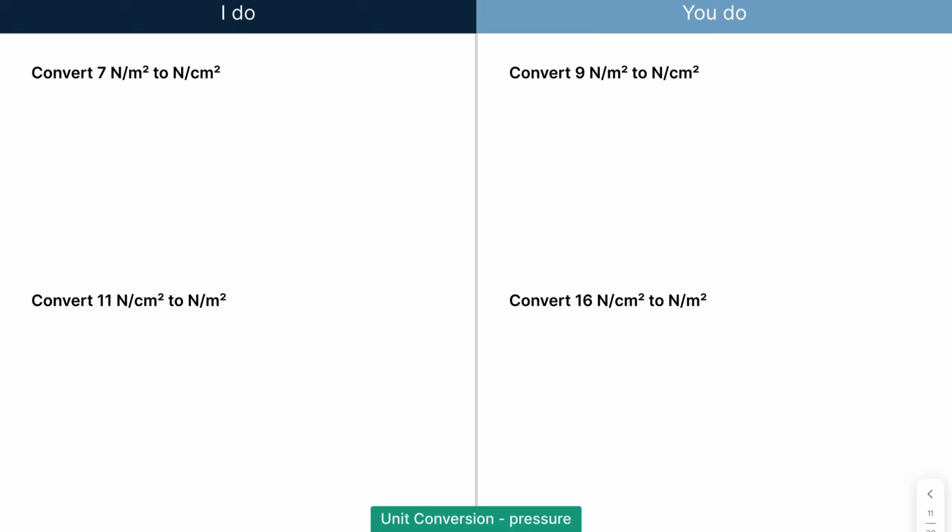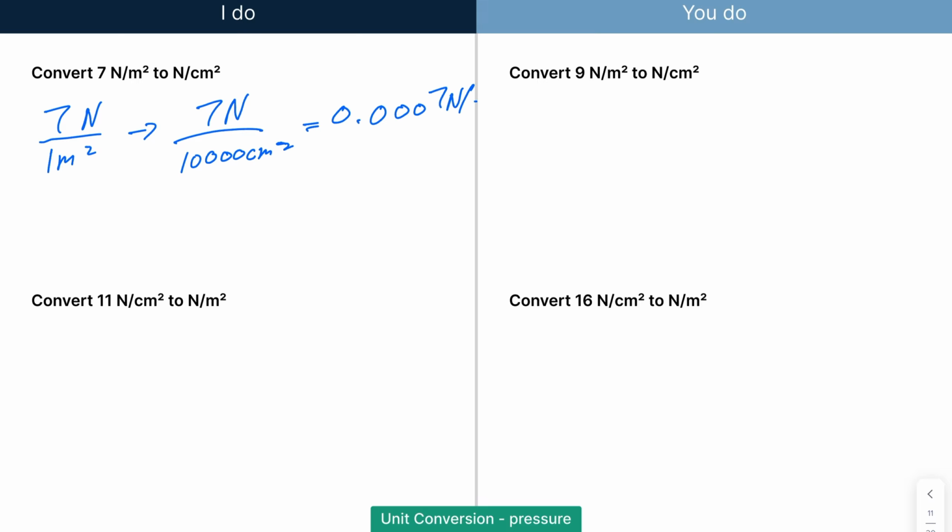So moving on, here's some practice questions. So again, with this, we want to look at writing it as a fraction first. So we have 7 newtons per meter squared. You want to convert that to centimeters squared. So the 7 newtons can stay. The bottom, you multiply it by 10,000. So 1 meter squared becomes 10,000 centimeters squared. And then you just divide the 7 by 10,000. So 7 divided by 10,000 newtons per centimeter squared will become your answer there.